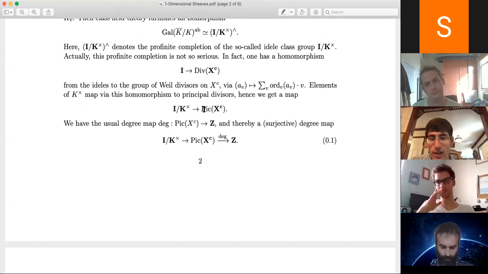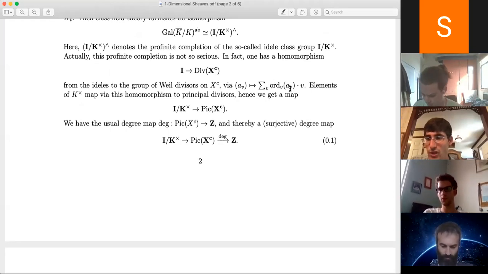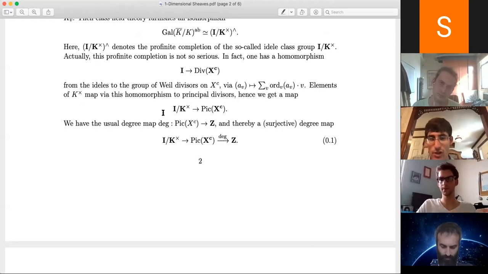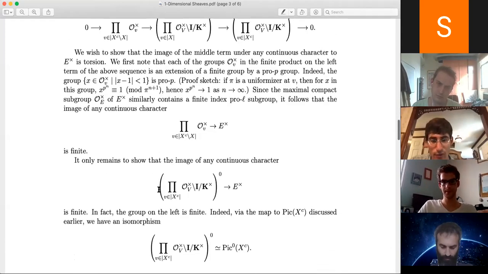So suppose I have an idèle that maps to the trivial element of Pic. That means that the divisor is principal. So if I change my element of k^×, I can assume it goes to the trivial divisor. And to go to the trivial divisor means all these orders are 0, which is to say all the a_v are units. So the kernel of this is just the product of the units. So it's exact. So we have this isomorphism.